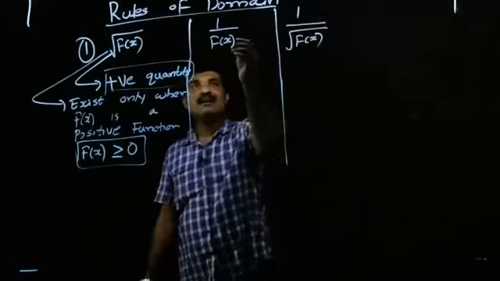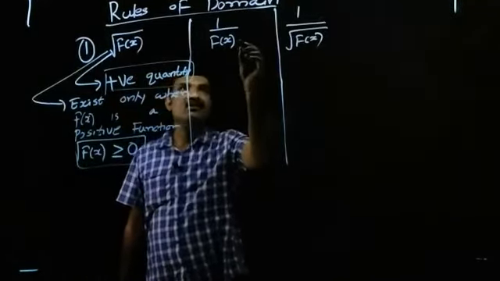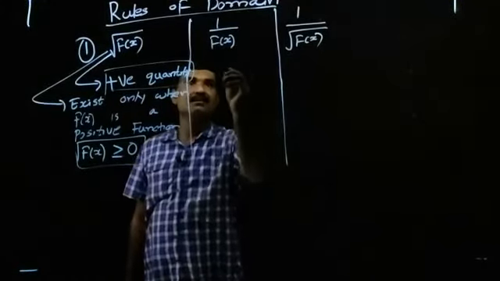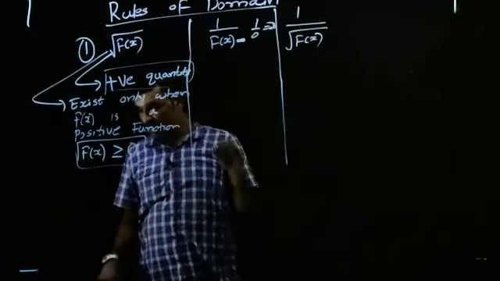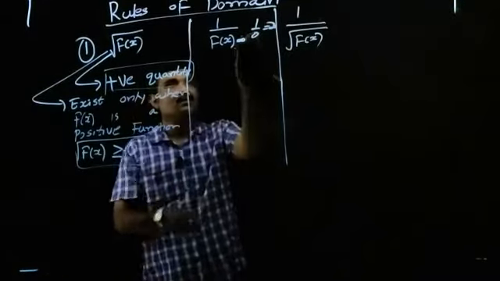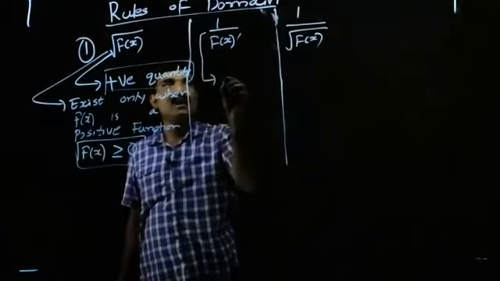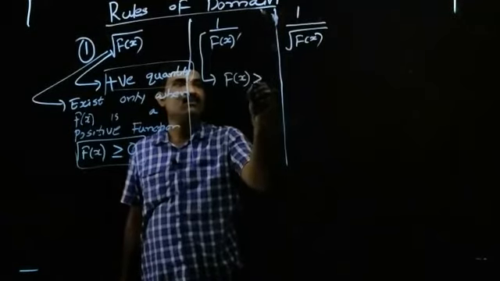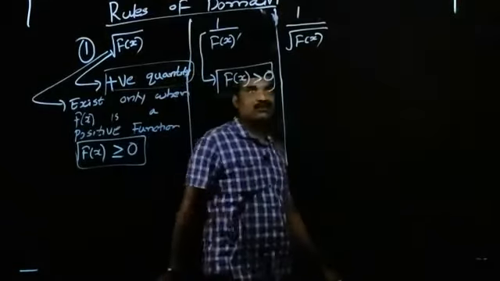Okay, now here f of x is coming in the denominator. So a denominator quantity is never equal to 0. Suppose f of x is equal to 0, then 1 by 0 becomes infinity, that is not defined. So this function exists only if f of x is not equal to 0, that is f of x greater than 0, right?